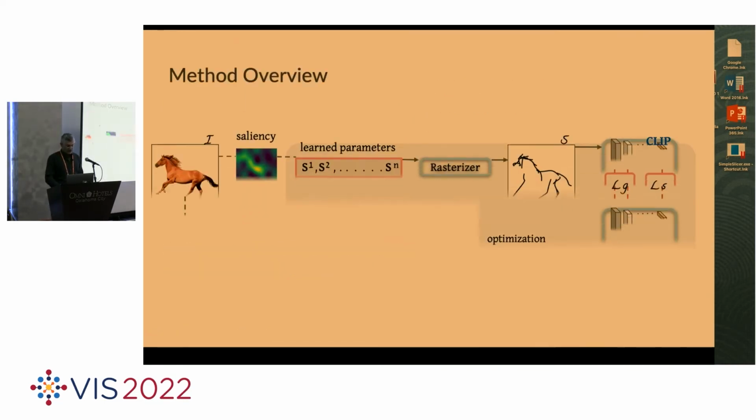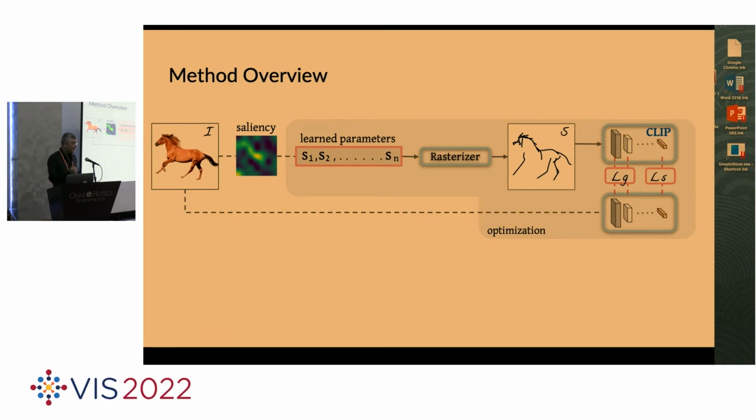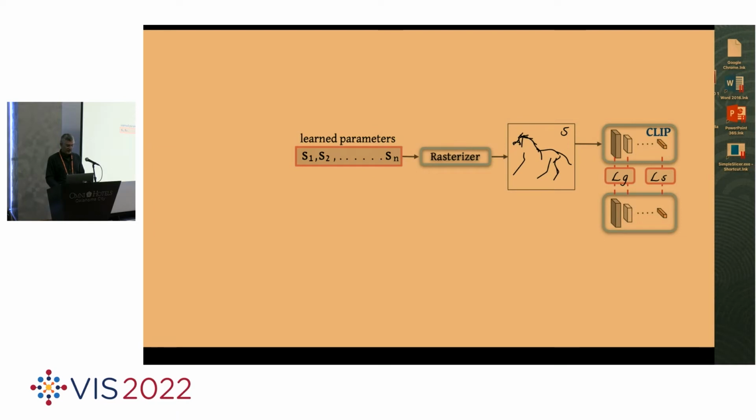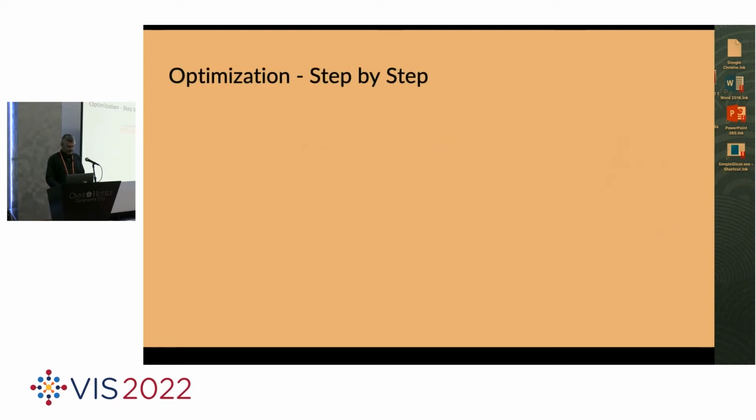So here's an overview of our method. In general, we get an image as an input. We initialize the positions of the strokes somehow, and then we run an optimization procedure that changes the parameters of those strokes so they will fit the input image better. Let me get a little bit into the details. I'm going to talk about the initialization in a minute, so let's concentrate on the optimization procedure.